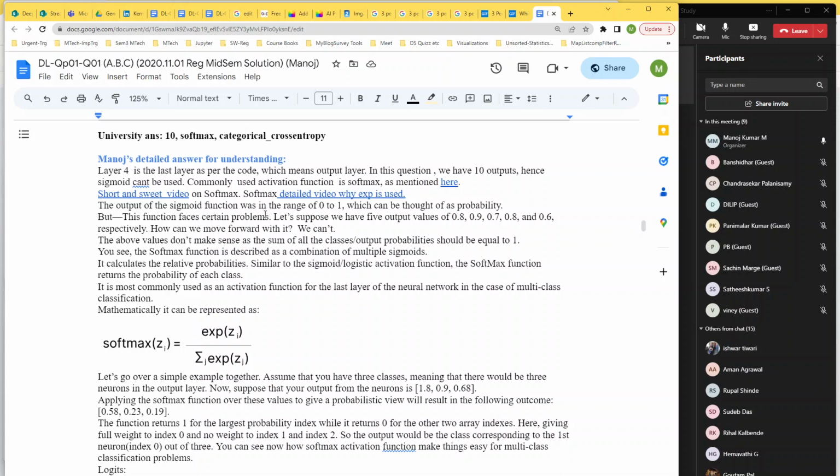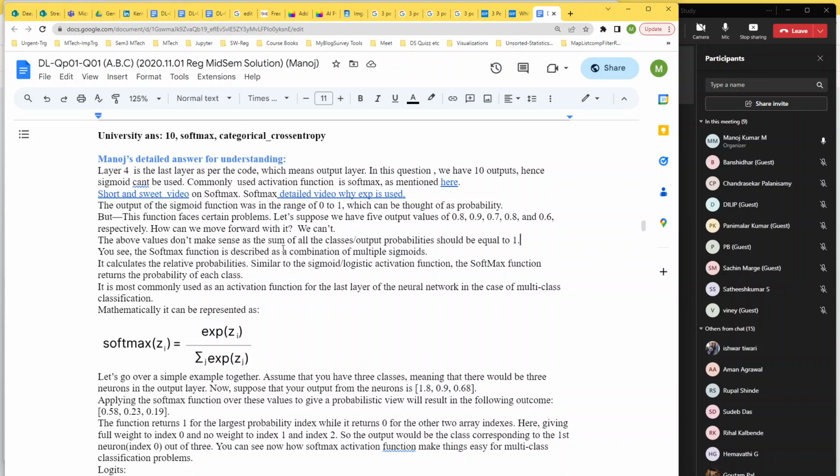The output of the sigmoid function was in the range of 0 and 1, which can be thought of as probability. Yeah, the output of sigmoid. No, this is a ReLU, right? Sigmoid is only 0 to 1. So this function traces certain pointers. Suppose we have output values 0.8, 0.9, 0.7, 0.6. How can we move forward? We can't. The above values don't make sense, as the sum of all class output probabilities should be equal to 1.